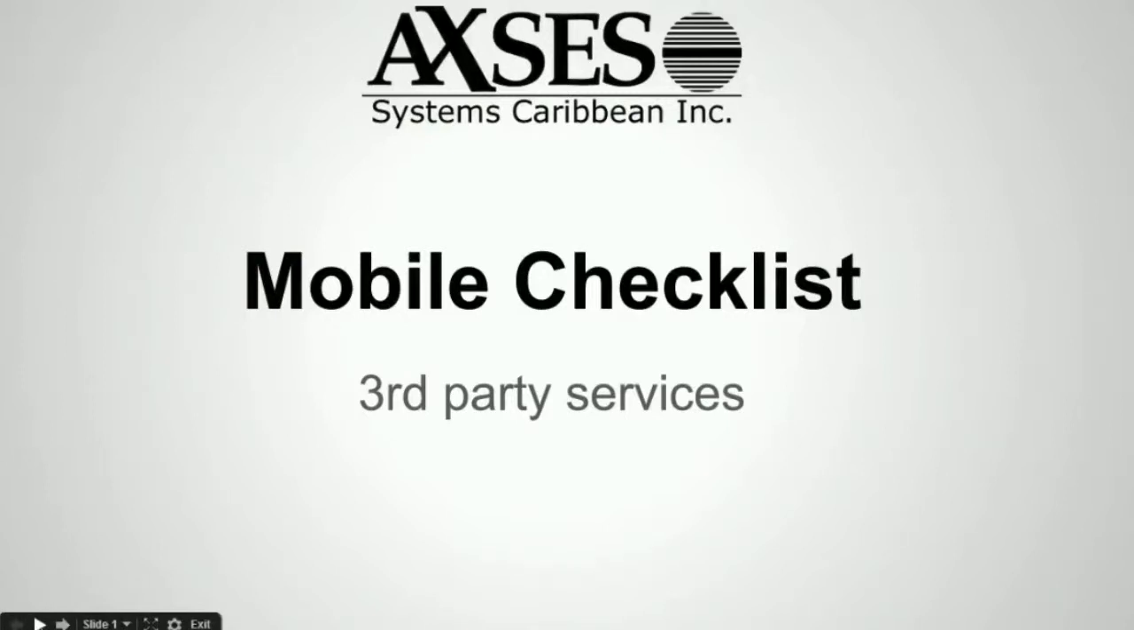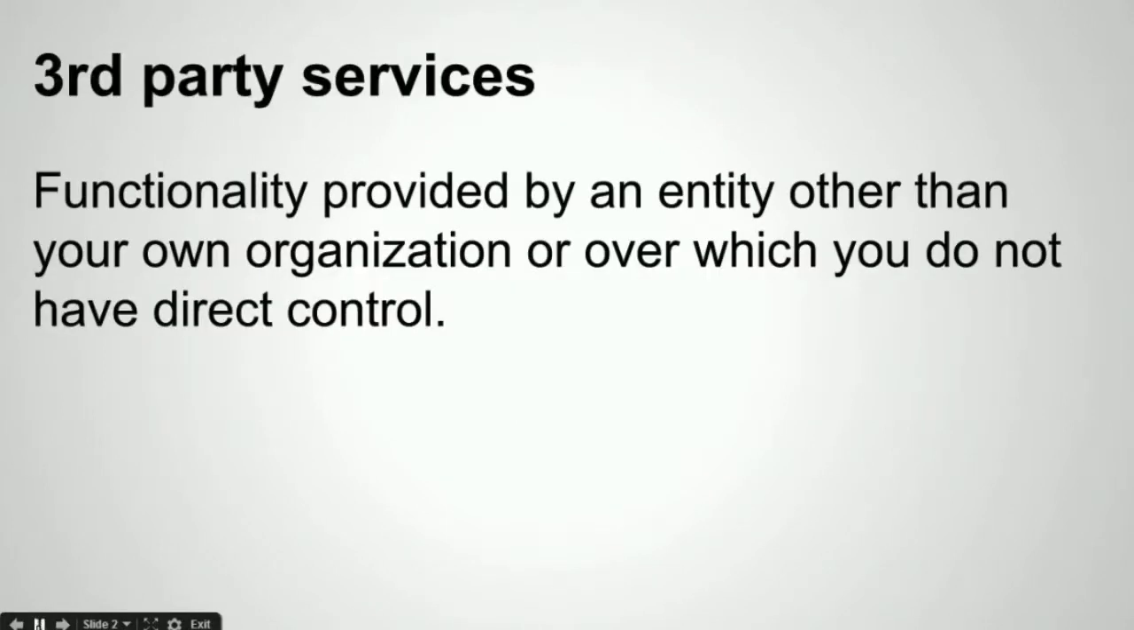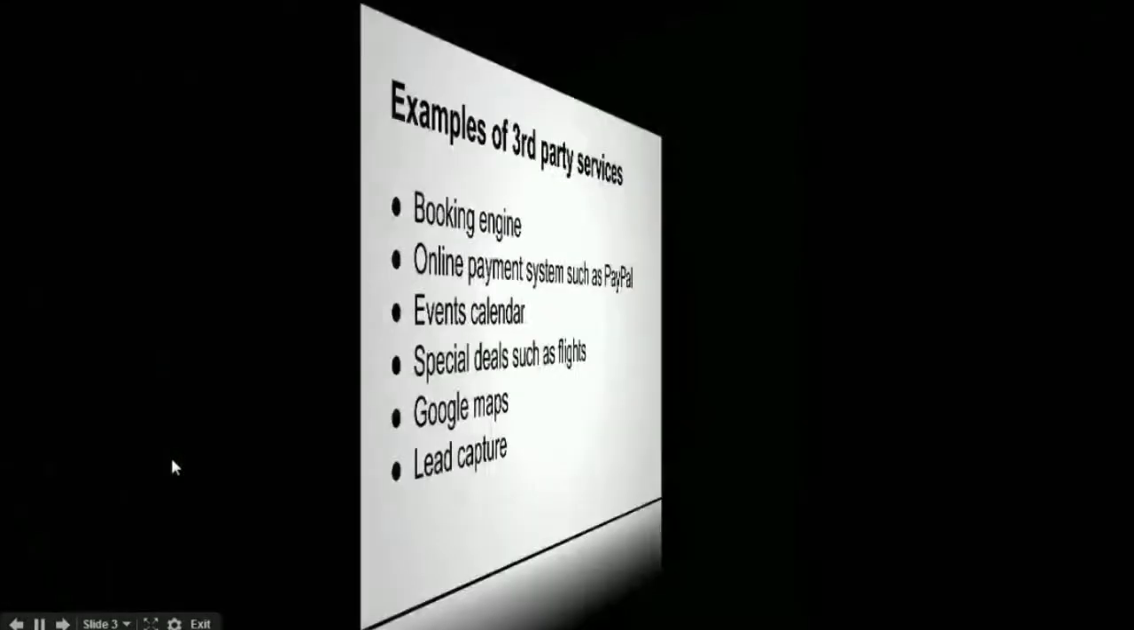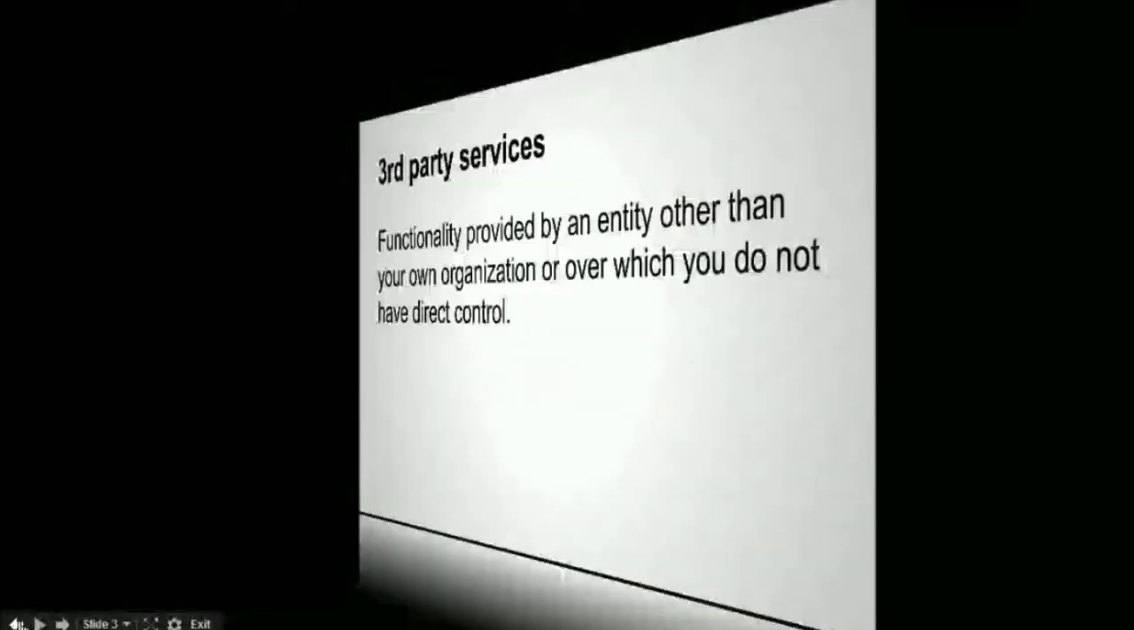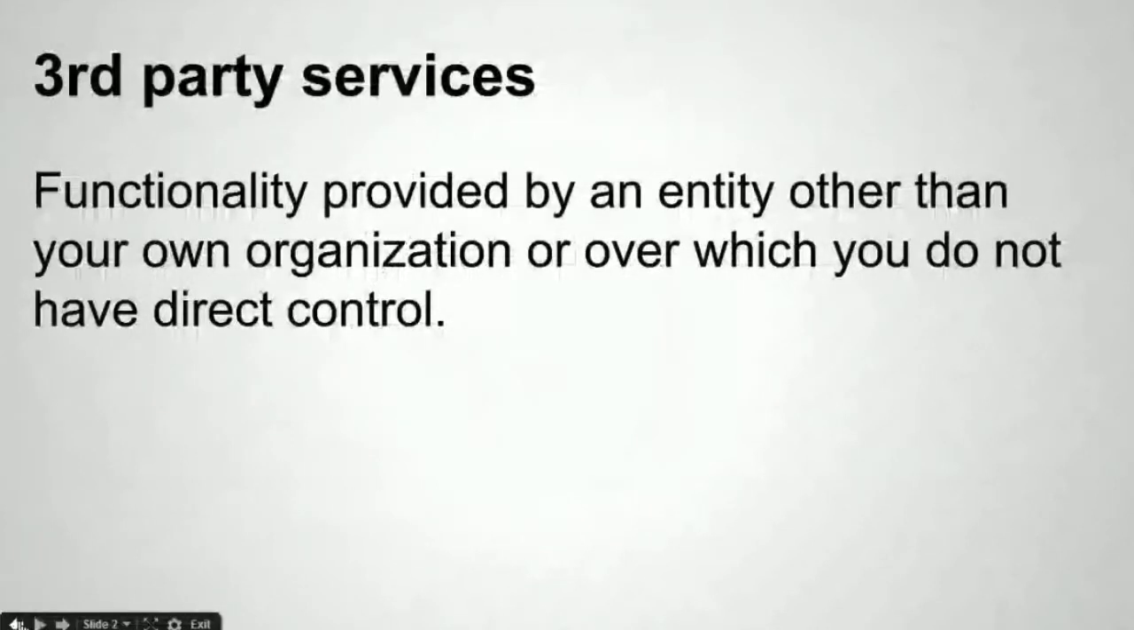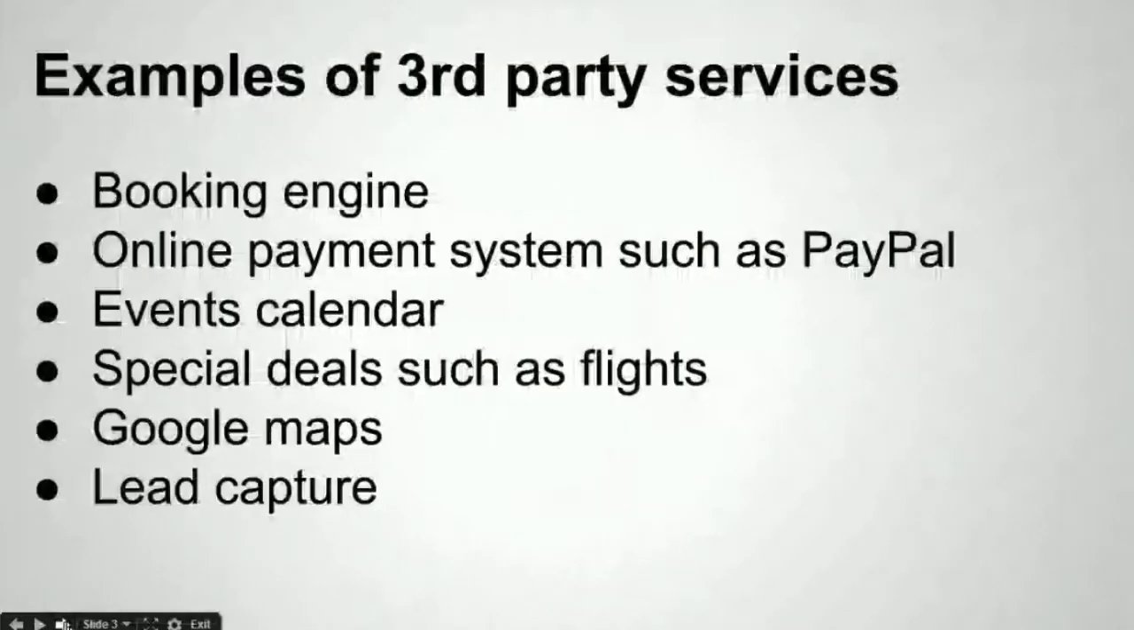So what do we mean when we talk about third-party services? Well, we're really talking here about any functionality that's provided by an entity other than your own organization or over which you do not have direct control. Some examples would include a booking engine, in the case of a hotel or other hospitality provider, an online payment system such as PayPal or one provided by your bank, a calendar of events, a list of special deals such as flights, Google Maps showing your business's location, nearby features and directions, and lead capture for direct marketing services.